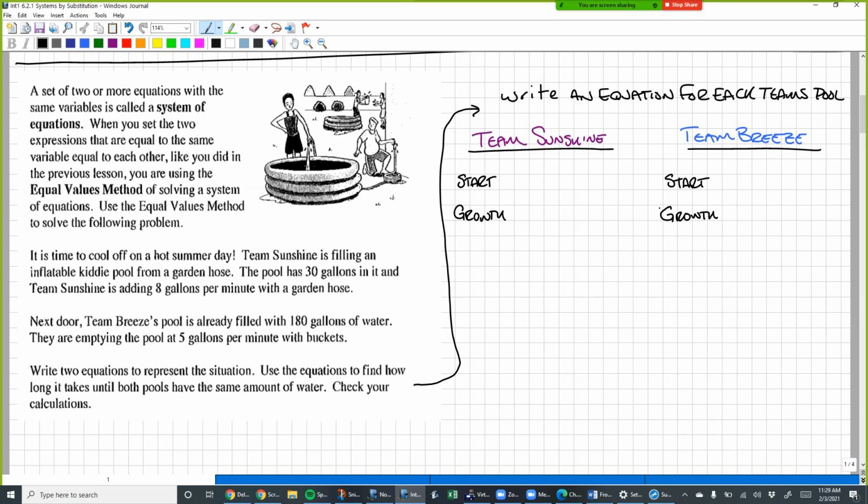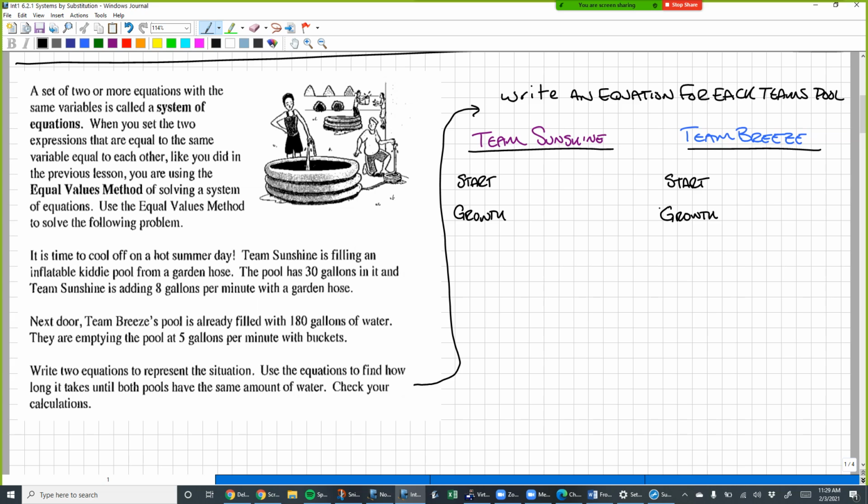So we're going to take a look at this problem right here. It's time to cool off on a hot summer day. Team Sunshine is filling an inflatable kiddie pool with a garden hose, and the pool has 30 gallons in it. Team Sunshine is adding 8 gallons per minute with the garden hose. Next door, Team Breeze, their pool is already filled with 180 gallons of water, and they're emptying the pool at 5 gallons per minute with buckets. Write an equation to represent the situation and use the equations to find how long it takes until both pools have the same amount of water.